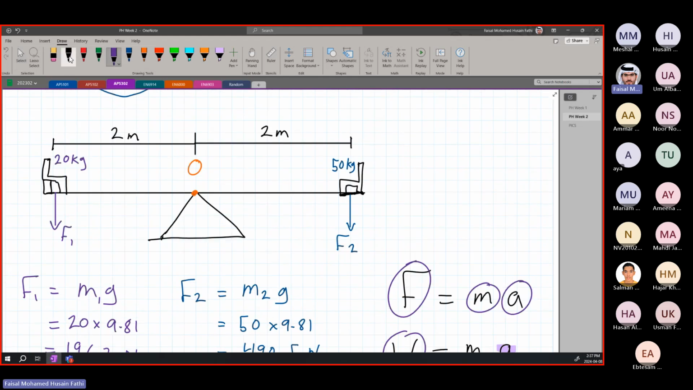This is the perpendicular distance, because if you notice, if we draw a line here, it makes a right angle with the force itself. This is what is meant by the perpendicular distance. This distance over here to point O makes a right angle.